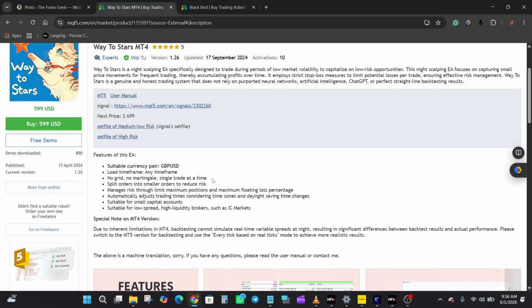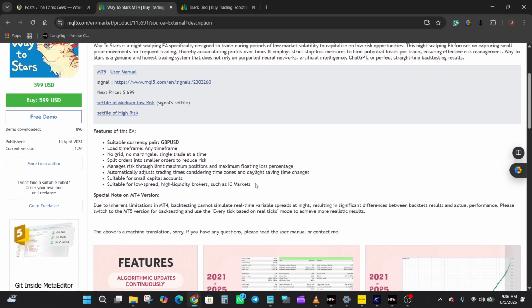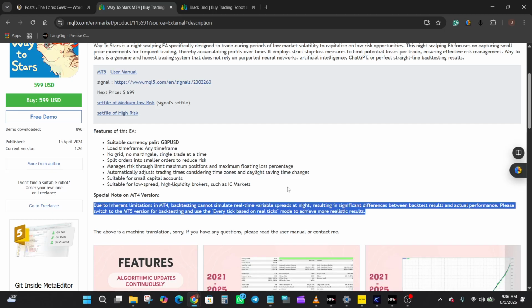Now, let's just move over to the historical testing section. One of the most important notes provided on the marketplace page relates directly to backtesting. The developer explains that MT4 has limitations when it comes to simulating real-time variable spreads during night trading conditions. Because of this, historical backtest results on MT4 may differ significantly from actual trading performance.